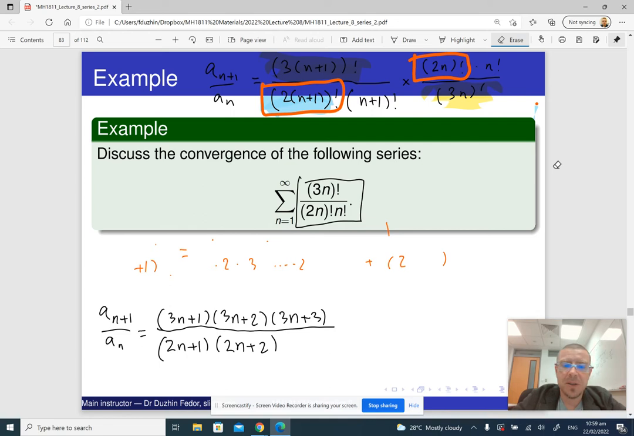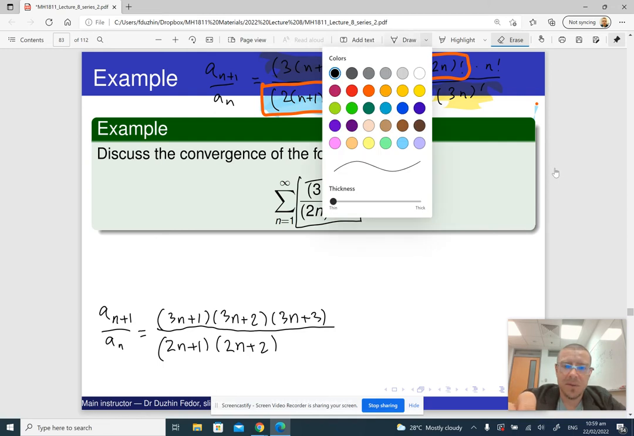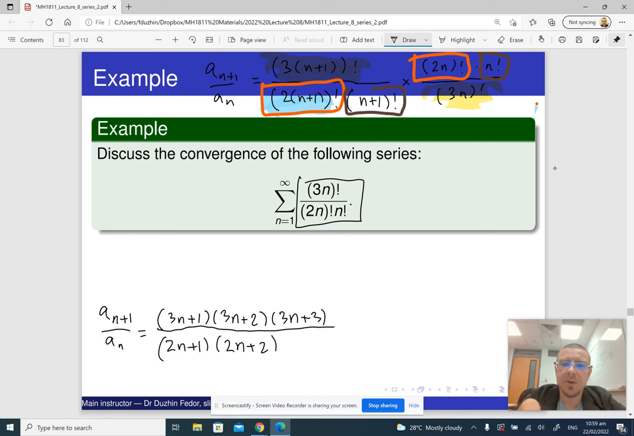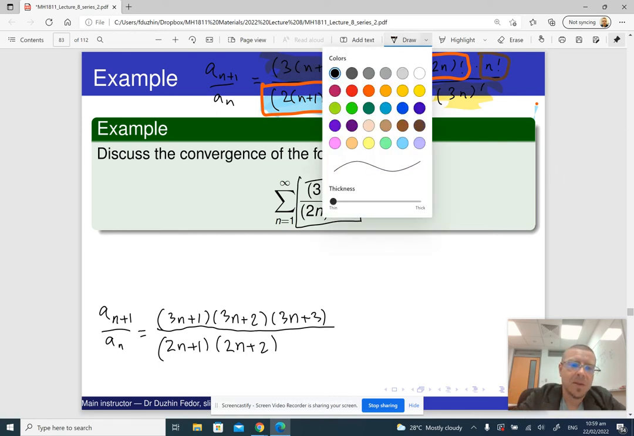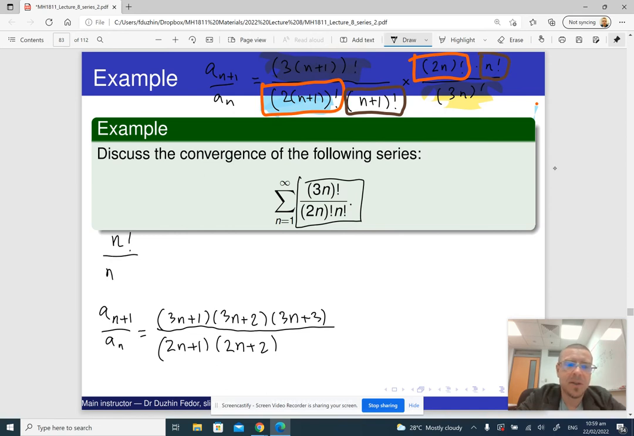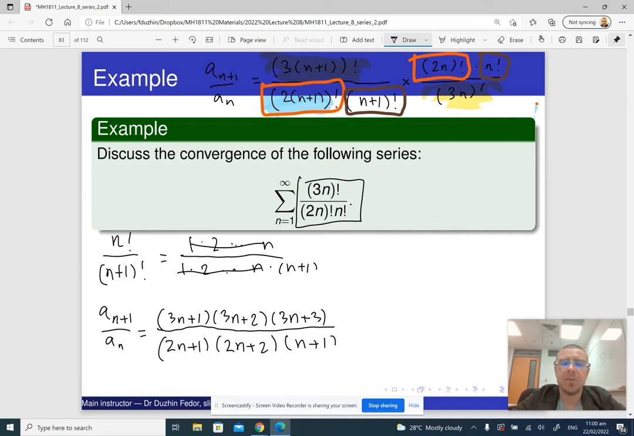So, the last term that has not yet been accounted for is this. There is n factorial and n plus 1 factorial. So what is n factorial divided by n plus 1 factorial? So n factorial is the product of numbers from 1 all the way to n, and n plus 1 factorial is the product of numbers from 1 all the way to n plus 1. So it includes n, and then we have n plus 1 after n. And again, it cancels out. So the remaining part is just 1 over n plus 1. Okay.